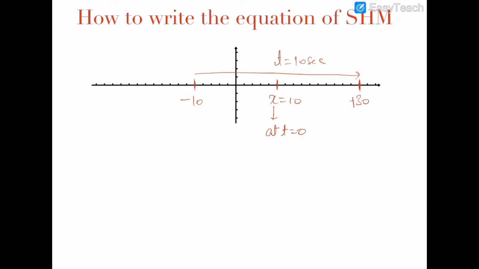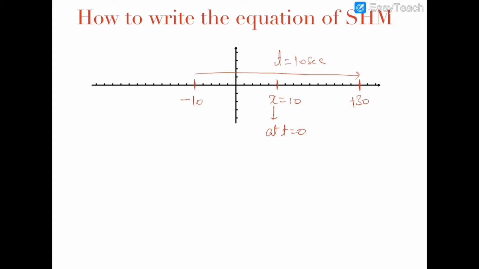In this video, we are going to learn how to write the equation of SHM. First of all, I am taking an example in which a particle is performing SHM between these 2 points, which have the coordinates of -10 and 30, and the time taken by the particle to move from -10 to 30 is given as 10 seconds, whereas at t is equal to 0, the particle was situated at x is equal to +10. So we have to write down the equation of SHM of this particle.